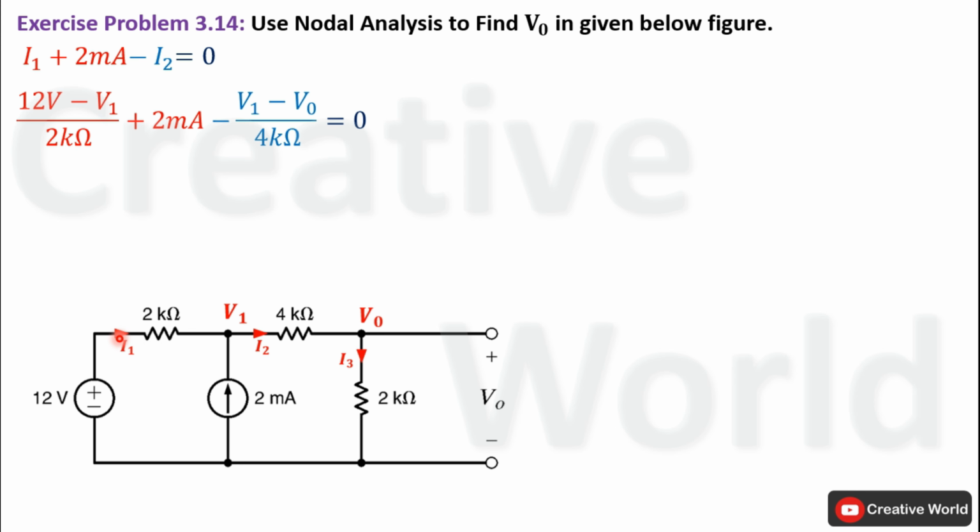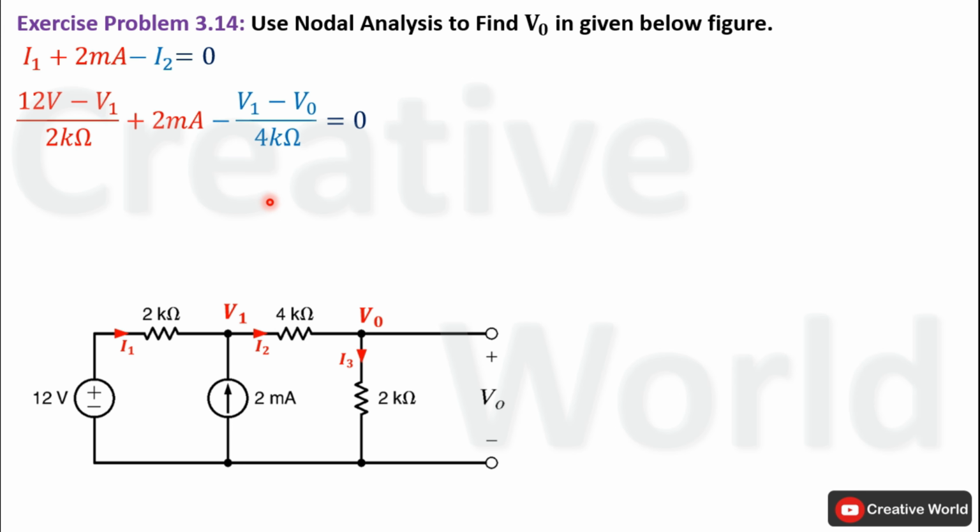The direction of current I1 is from voltage source to node 1, which is indicating that the value of voltage source is on higher potential than node voltage V1. That's why node voltage V1 is subtracted from 12 volt. So the difference of these two voltage levels divided by the value of resistance will be equal to I1. Similarly, current I2 will be equal to V1 minus V0 divided by 4 kilo ohm.